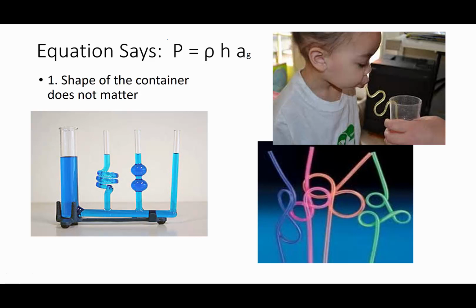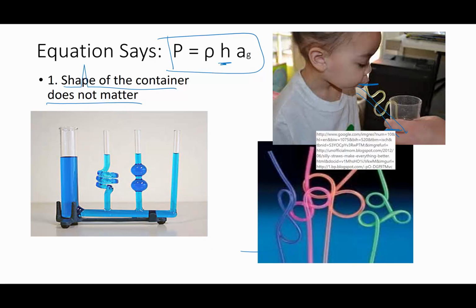Now, our pressure at depth equation is density, height times acceleration of gravity. So what does that mean? First off, what the equation says is the shape of the container doesn't matter. The only thing that matters is height. So it doesn't matter when you're going from the liquid up to the child's mouth if you have a straight straw or if you have a silly straw. Doesn't matter. The shape of the container does not matter.